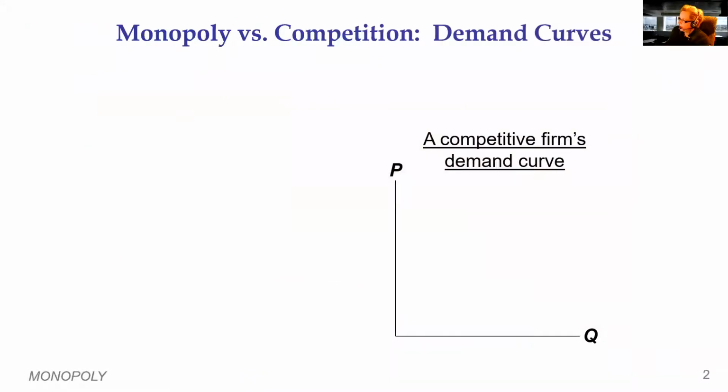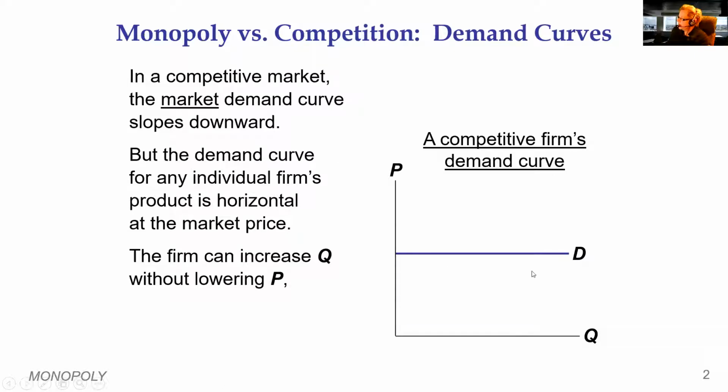Okay, so first we're going to compare and contrast a monopoly with a perfectly competitive market. Remember, in a perfectly competitive market, the price, marginal revenue, and average revenue are all the same. So price equals marginal revenue equals average revenue. That's because it's perfectly elastic, and the reason it's perfectly elastic is because all the products are homogeneous.